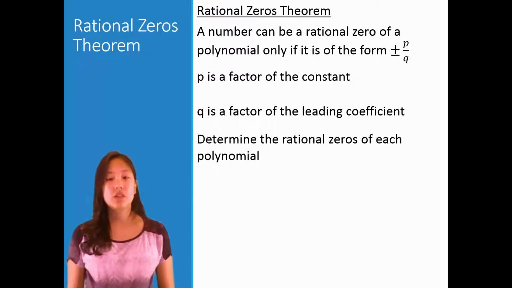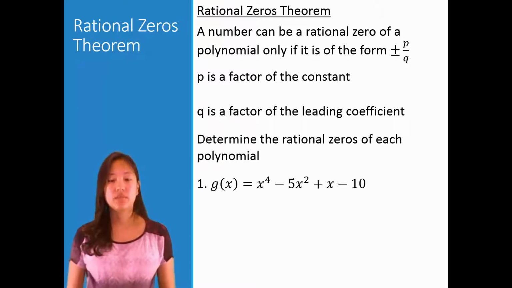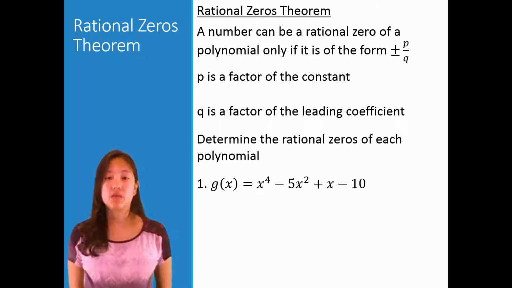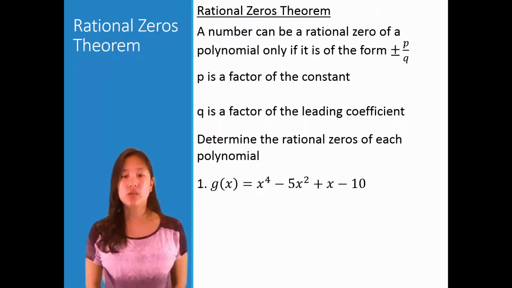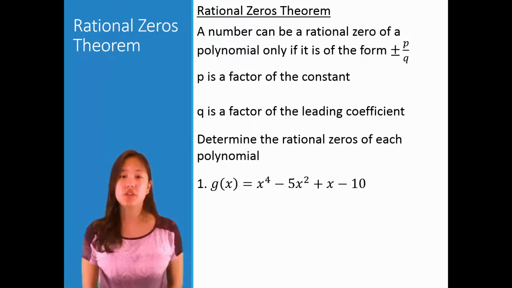So determine the rational zeros of each polynomial. Number 1. g of x is equal to x to the fourth minus 5x squared plus x minus 10. All you really need to worry about is the constant, which is 10, and the leading coefficient, which is 1.